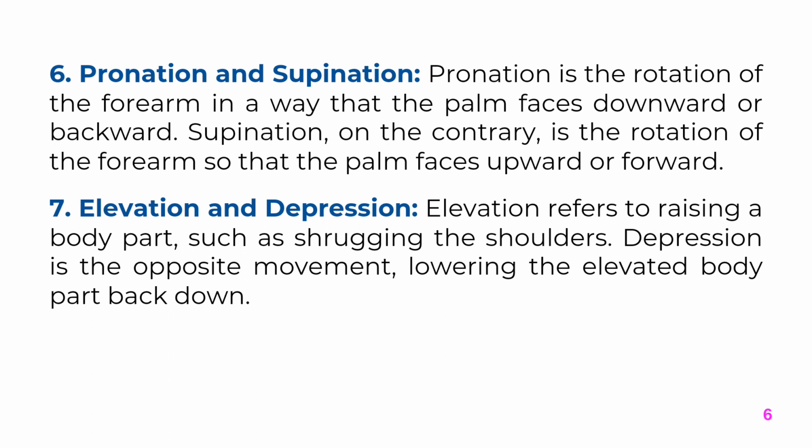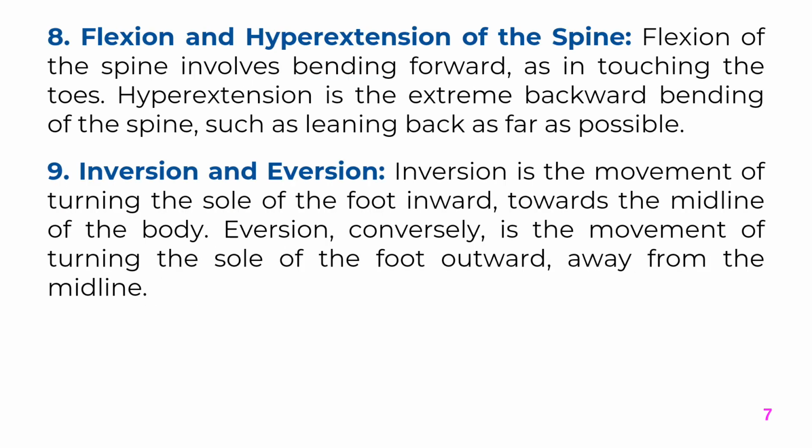7. Elevation and depression. Elevation refers to raising a body part, such as shrugging the shoulders. Depression is the opposite movement, lowering the elevated body part back down. 8. Flexion and hyperextension of the spine. Flexion of the spine involves bending forward, as in touching the toes. Hyperextension is the extreme backward bending of the spine, such as leaning back as far as possible.